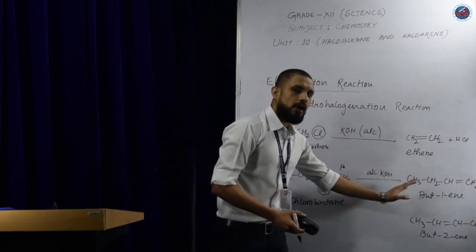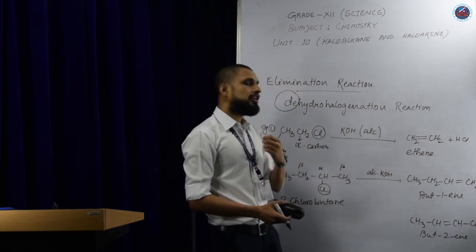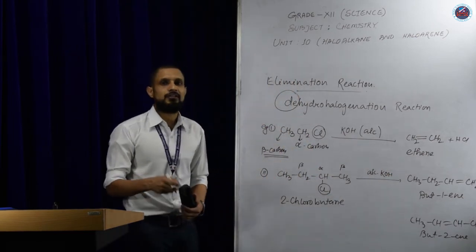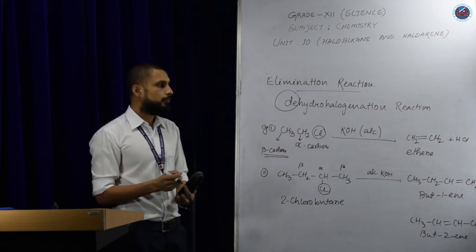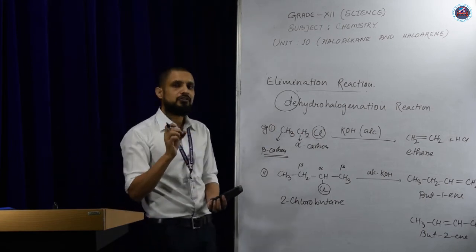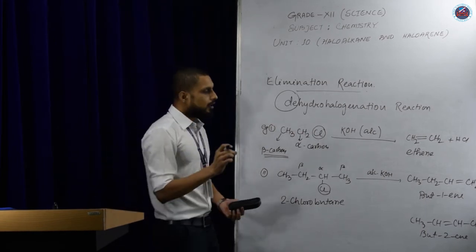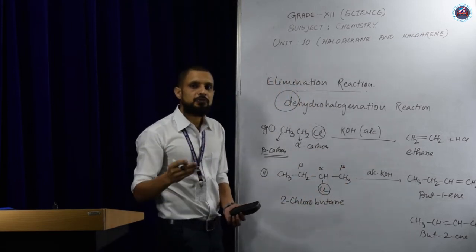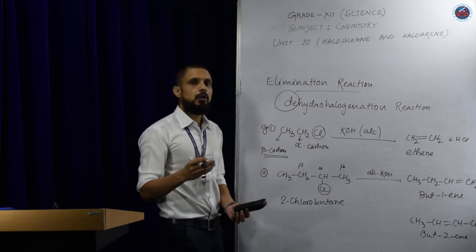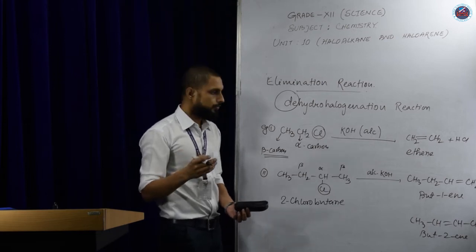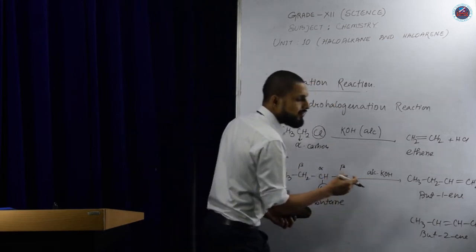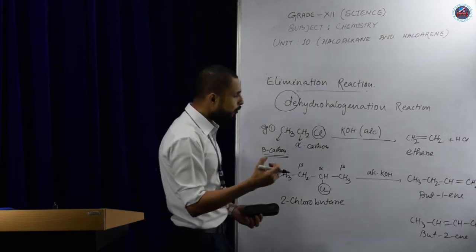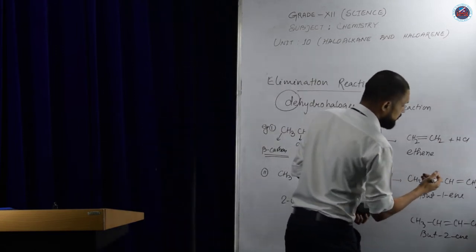Now the major and minor is decided by a rule which is known as Saytzeff rule. According to Saytzeff rule, the alkene with more number of substituents will be the major product. Now substituent means the alkyl group. So it's a very easy way to find the major product.